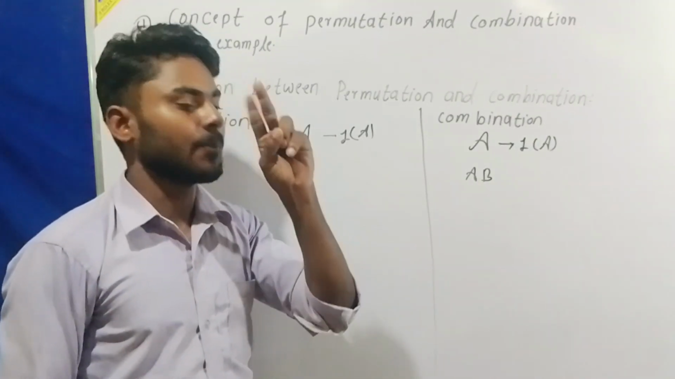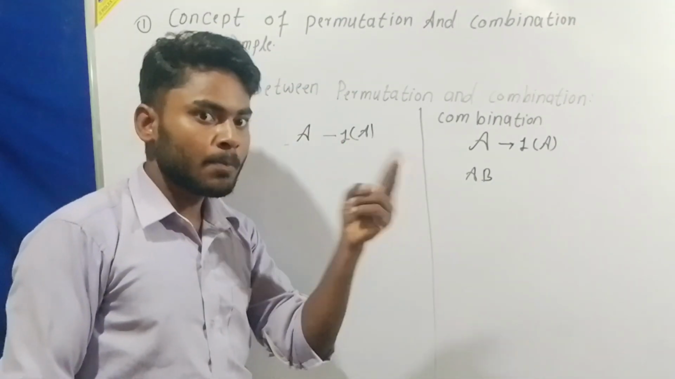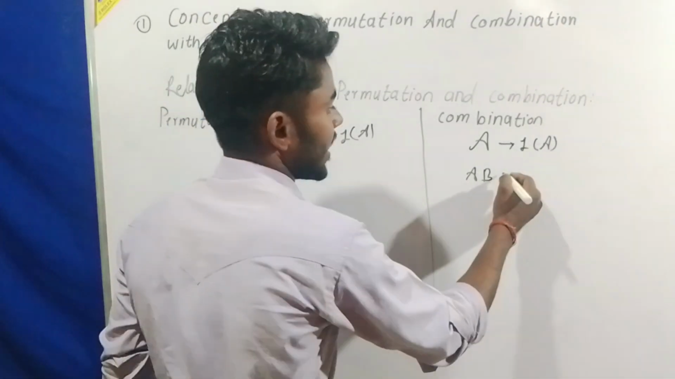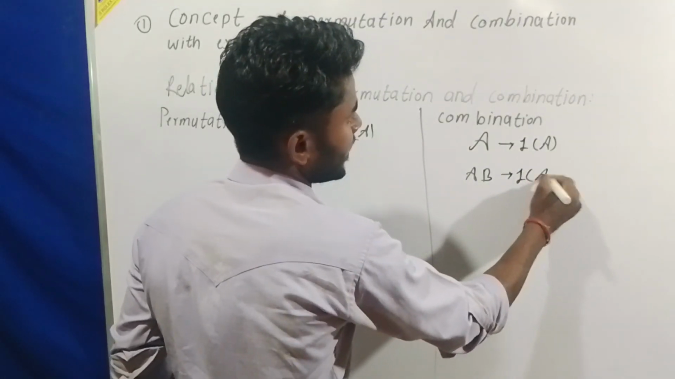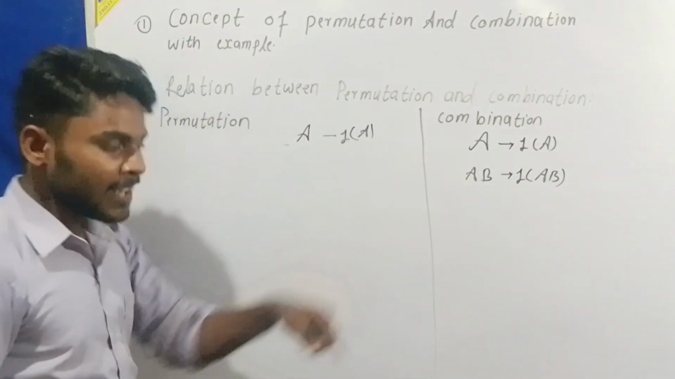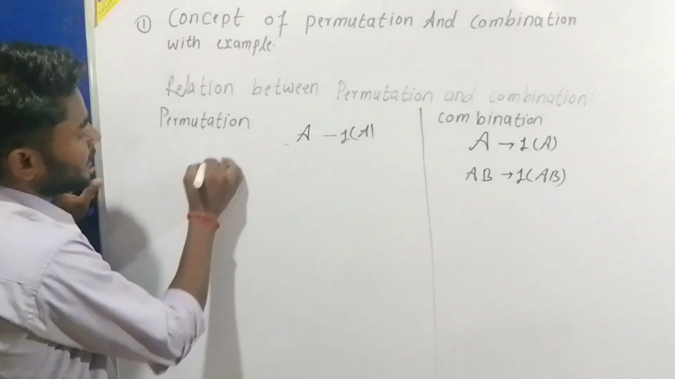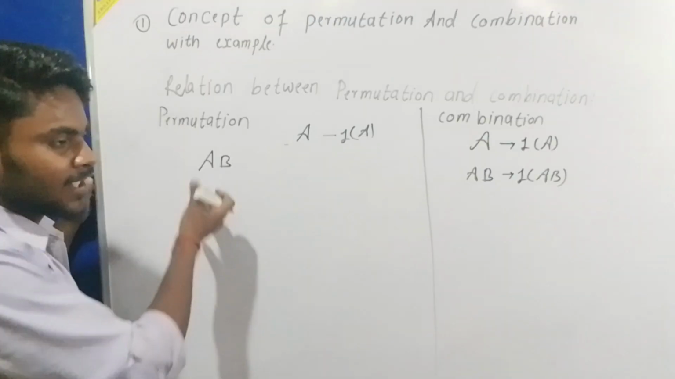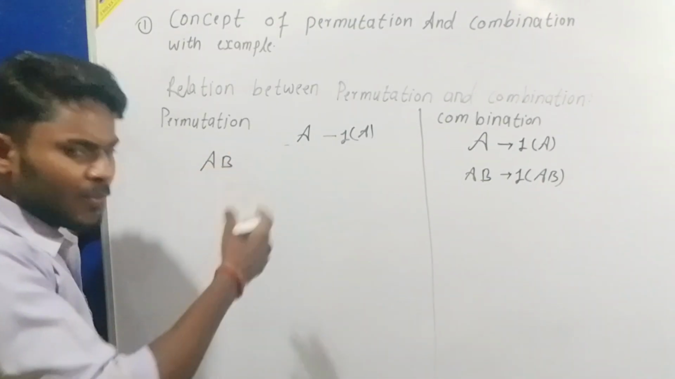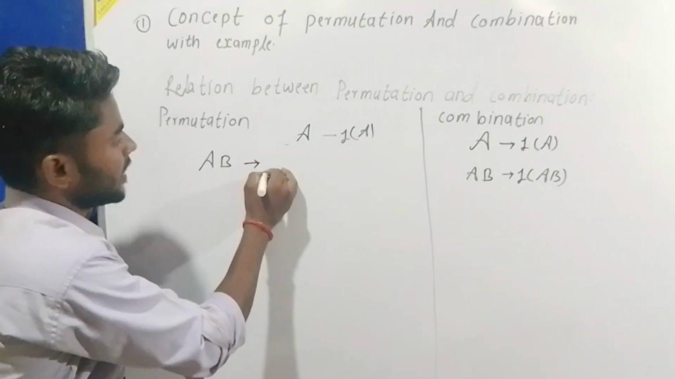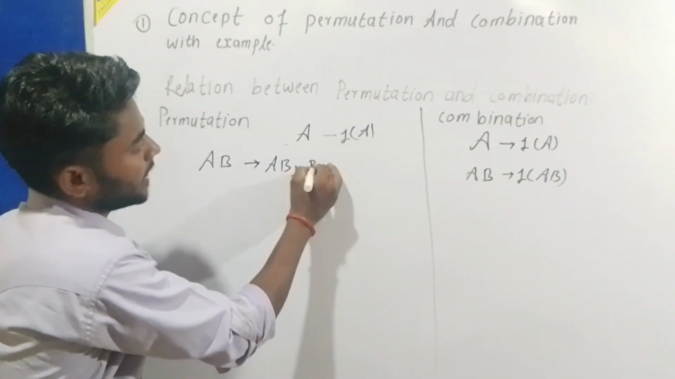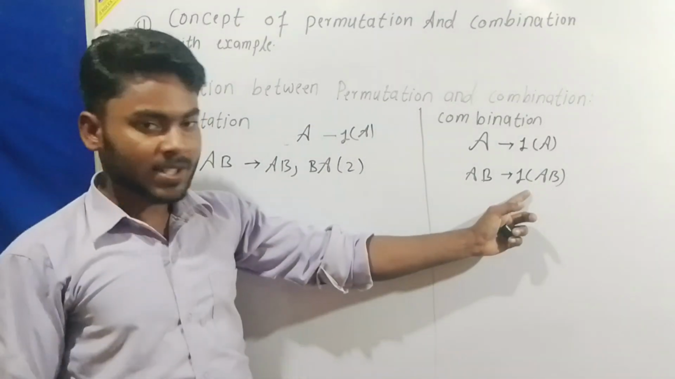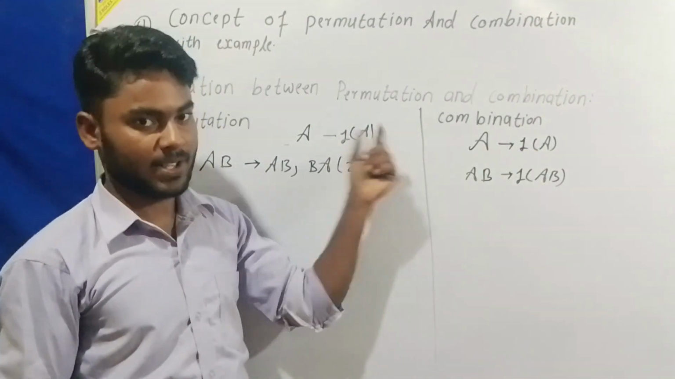Again, if I take two letters A and B, how many groups can we form using these two letters at a time? The group must have two letters, so there is only one group, A, B. Same way, in how many ways can we arrange A and B? There are two ways, AB and BA. So one selection, two arrangements.